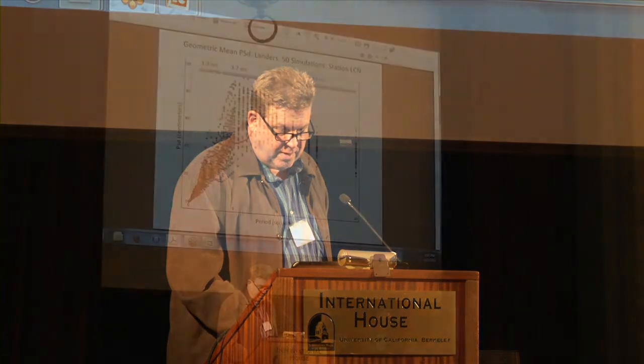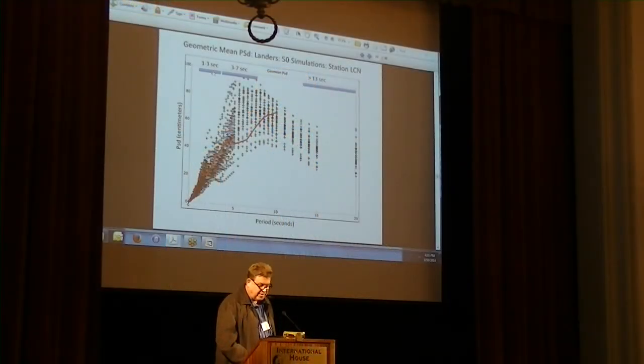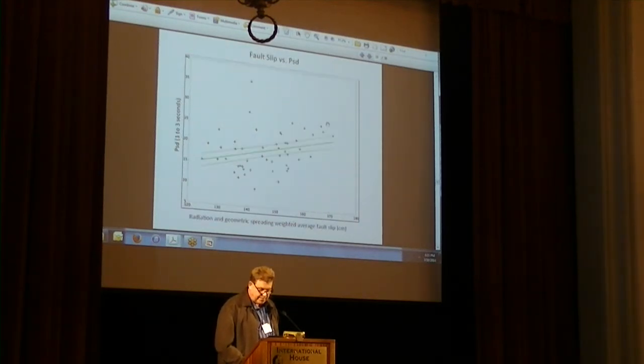What I've done is I've defined regions to look at the spectral displacement: 1 to 3 seconds, 3 to 7 seconds, which is near the peak of this function, and then greater than 13 seconds, which is where it gets down to the long period asymptote. Okay, so those are the data.